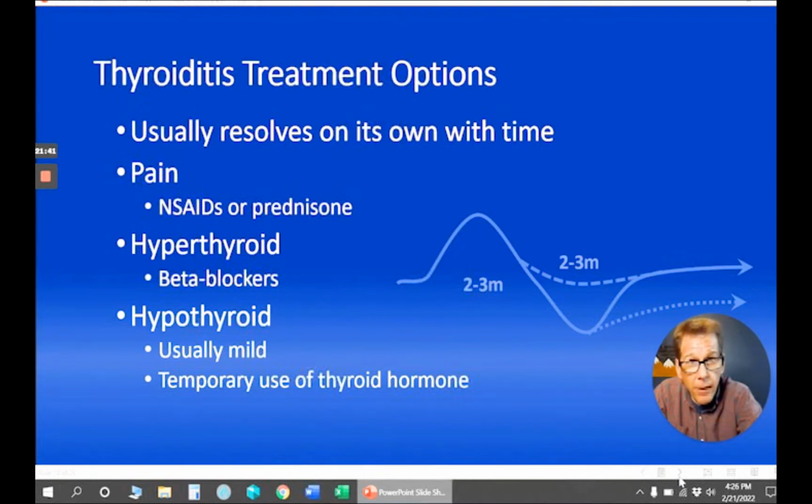And for the hypothyroid phase, again, because it's short-lived and mild, many people don't need any treatment, but we do have the option to temporarily use thyroid hormone if the low thyroid symptoms, fatigue, cold intolerance, constipation, muscle pain, are particularly prominent. We will often use thyroid hormone for a period of 3 to 6 months and then think about stopping it to see if it's still needed.